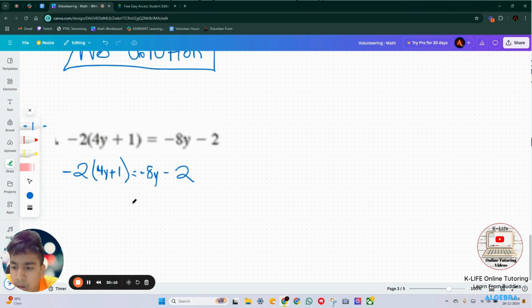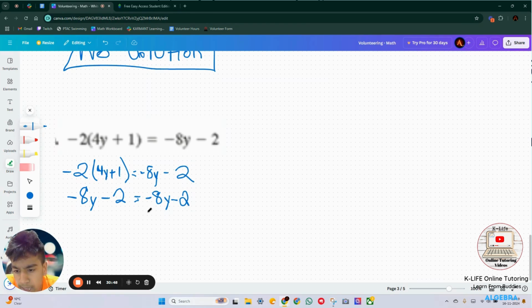Now, you see that negative 2, something in the parentheses, always distribute. That's your first thing. So you're going to do negative 2 times 4y, which is negative 8y. And negative 2 times positive 1 is negative 2, because the signs are not the same when multiplying, so the sign is going to be negative. Equals negative 8y minus 2. Okay?